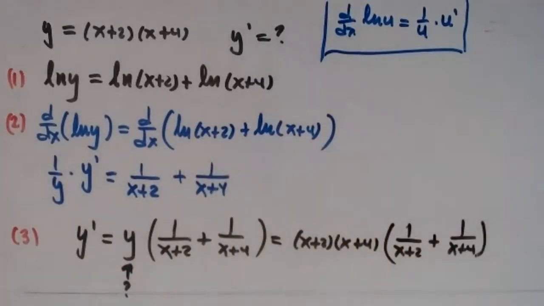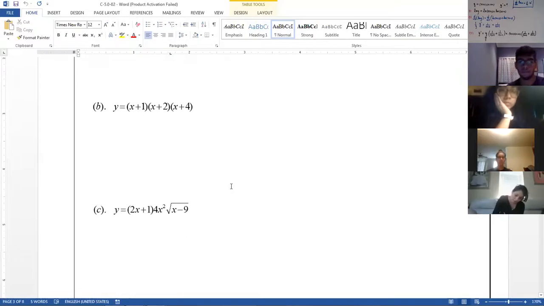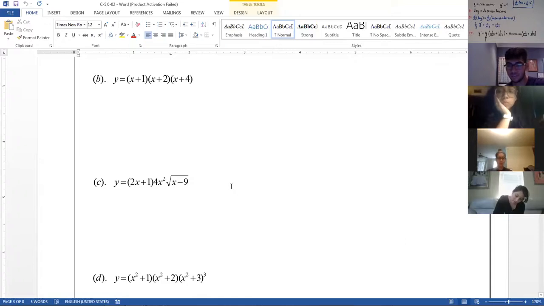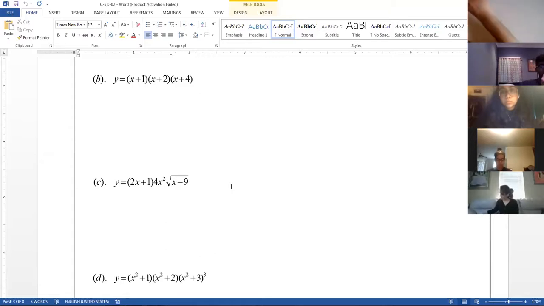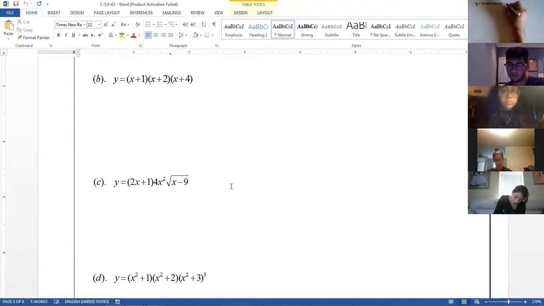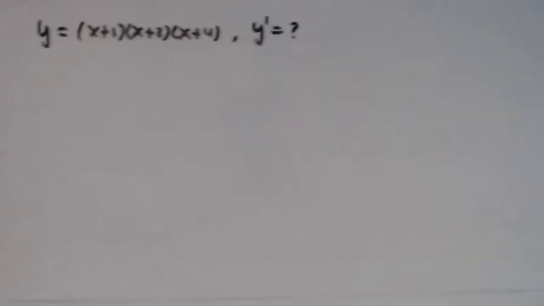Okay, let me just move to the next problem. So the problem we're going to be solving is this one. Now the product of 3, you see? I'm going to have y equals x plus 1 times x plus 2 times x plus 4. And I want y prime equals. So what is the derivative of this expression? Okay, this is what we have to solve.